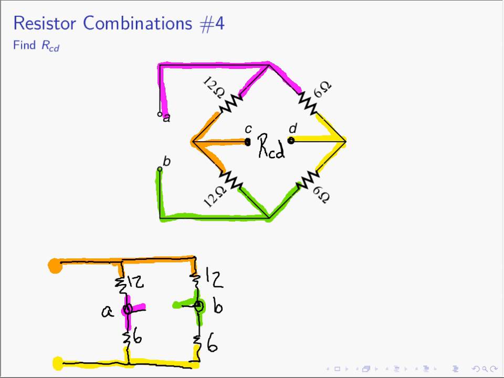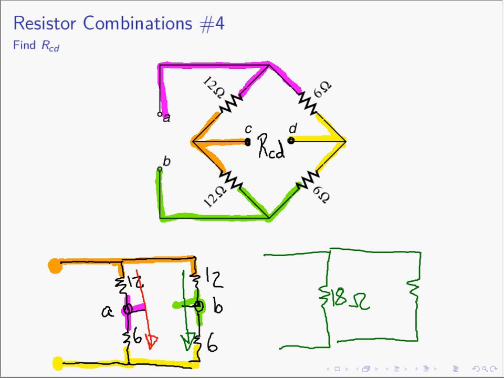And so now if we look at the circuit, we see that any current that flows through this 12 ohm resistor must also flow through the 6. Any current that flows through this 12 ohm must also flow through that 6. So we can redraw the circuit one more time, and we have 12 in series with 6, which is going to be 18 ohms. And then we also have another 12 in series with 6. That's another 18 ohms. We can put our colors back on if you'd like.